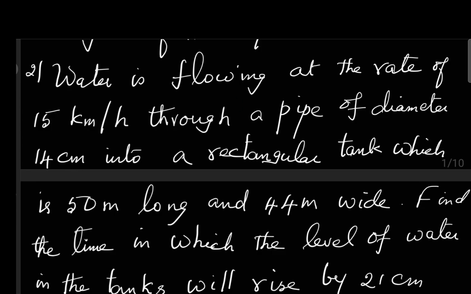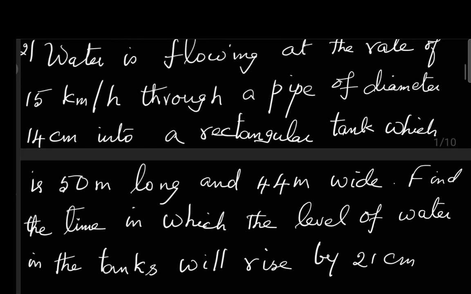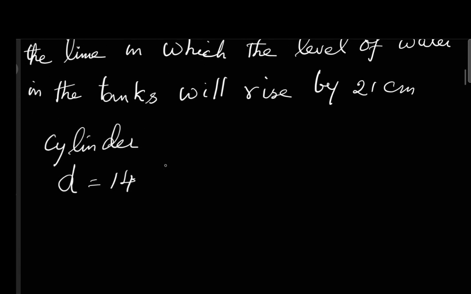So the flowing of water through this pipe gives you the height of the cylinder. So this 15 kilometer per hour, we have to take as the height of the cylinder. First let me draw the figure. Cylinder, the diameter given is 14 centimeter. So radius is half of this, 7 centimeters.